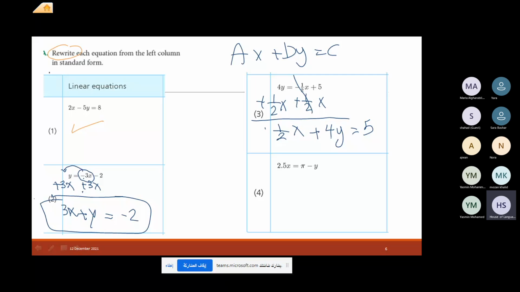Then now number 4. Yes, Tamara. Teacher, there is 5. But it's okay. I told you they might be real numbers, so it's fine. Now here we will take negative 0.5x. It's already written. Positive y. 2.5x plus y equals 5. Bravo. Now it's written in the standard form. So all of them are linear, but some of them are not written in the standard form. I have to rewrite them.